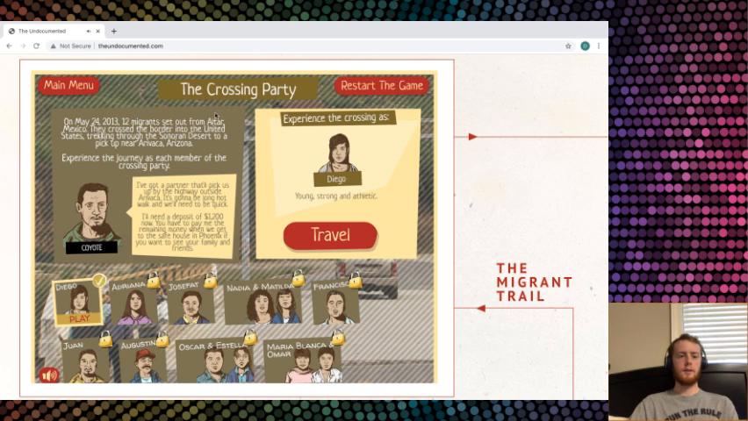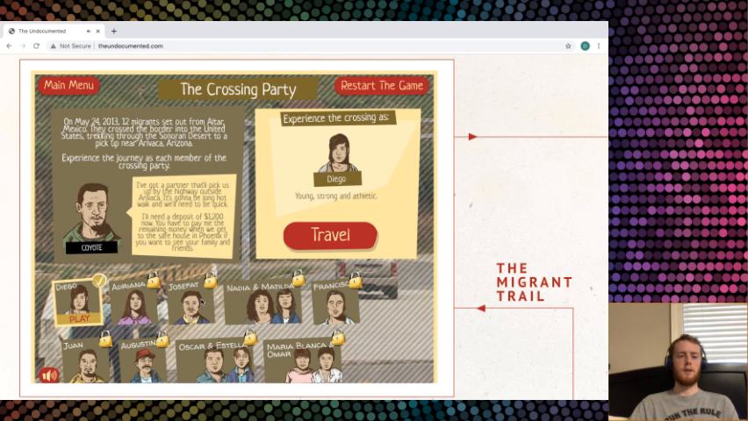Okay, so here is the crossing party. On May 24th, 2013, 12 migrants set out from Altar, Mexico. They crossed the border into the United States, trekking through the Sonoran Desert to a pickup near Arivaca, Arizona. Experience the journey as each member of the crossing party.